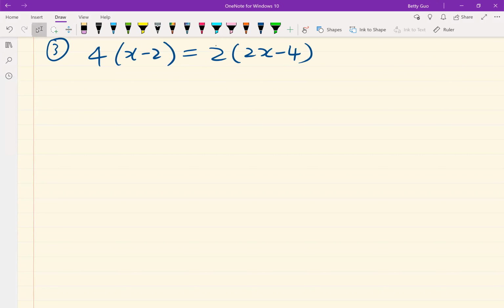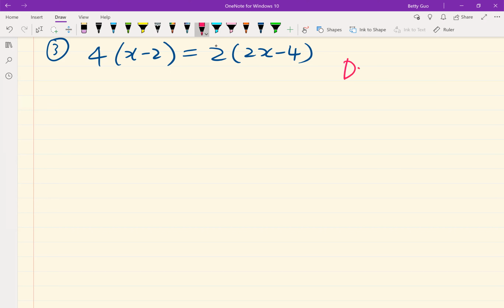So let's recall the 4 steps guideline. Step 1, simplify each side of the equation separately. We finally could apply step 1, because we need to simplify the left-hand side and the right-hand side for this problem. In order to simplify each side of the equation, we need to get rid of the parentheses, right? How do we get rid of the parentheses?